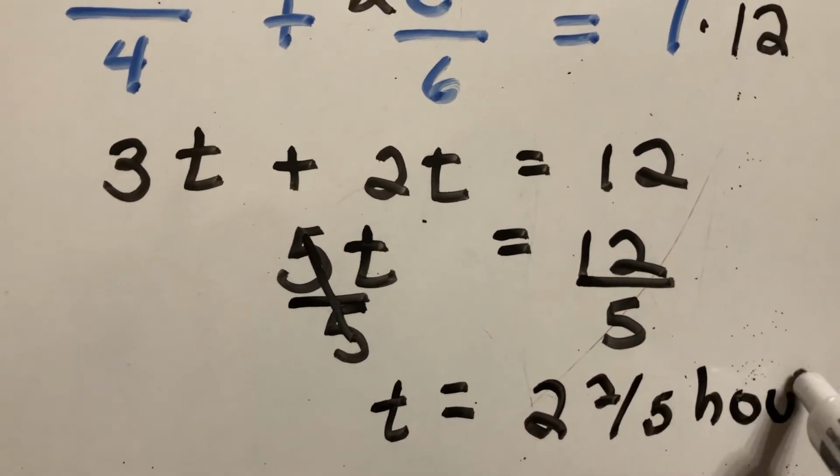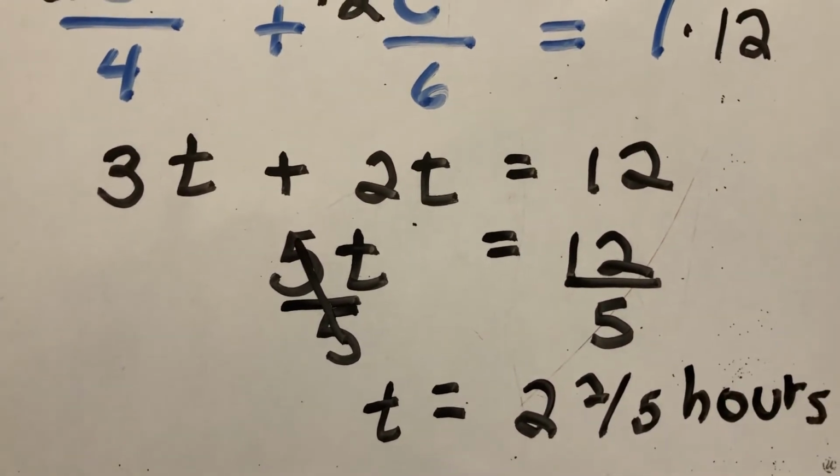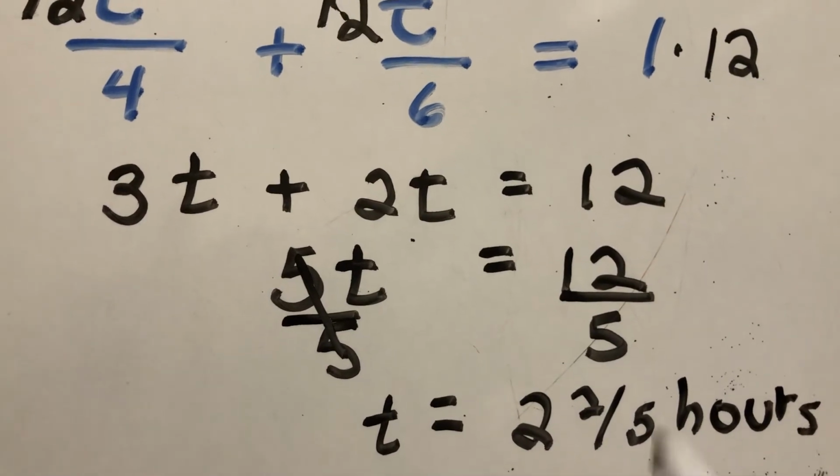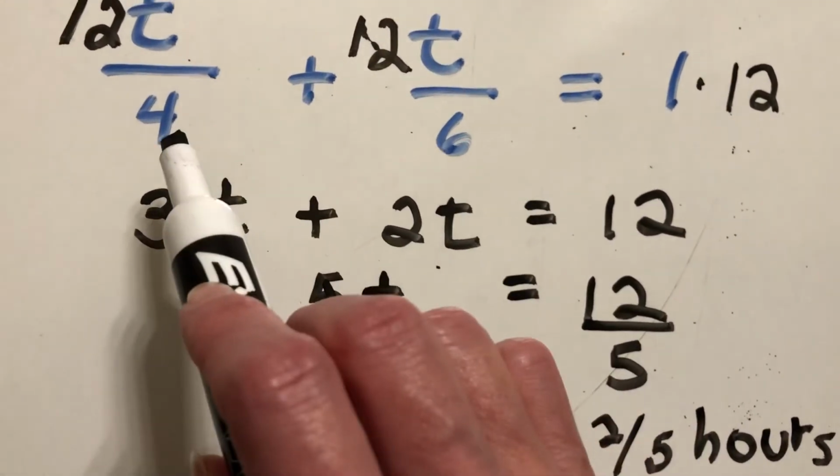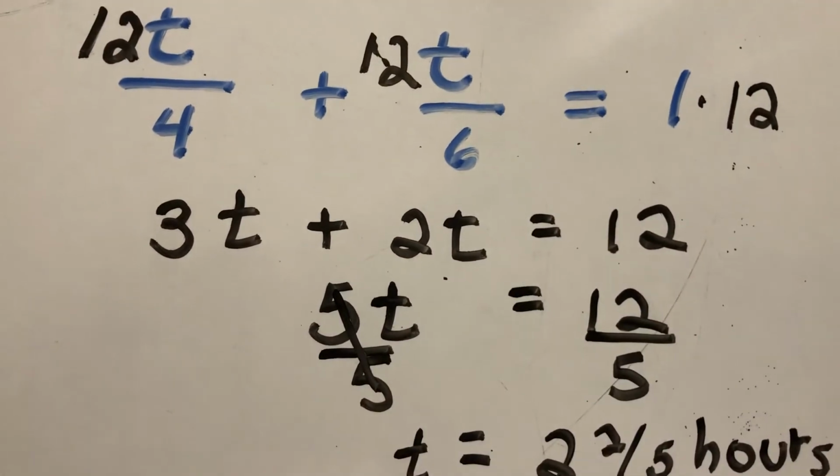So if they work together, you would expect it to take less time than working alone. So whatever your answer is should be smaller than either of these two numbers.